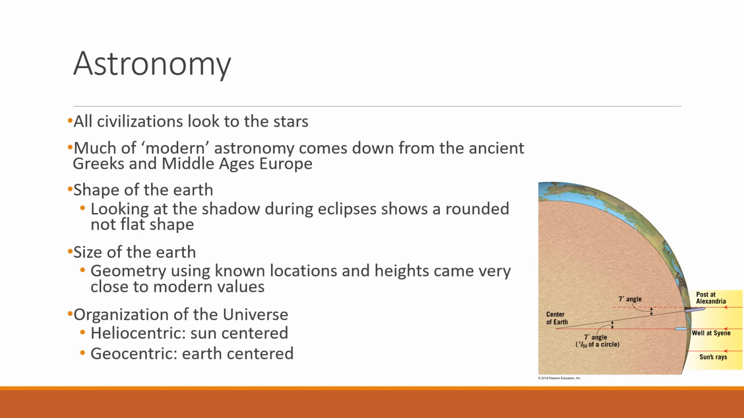So, astronomy is the study of the stars, the study of bodies outside the Earth itself. All civilizations look to the stars. It's just part of human nature. Much of, quote, modern astronomy comes down from ancient Greeks and Middle Ages Europe. I don't like the fact that our textbook only looks at the Greeks and Middle Ages in Europe. There is significant astronomical study in other cultures as well.